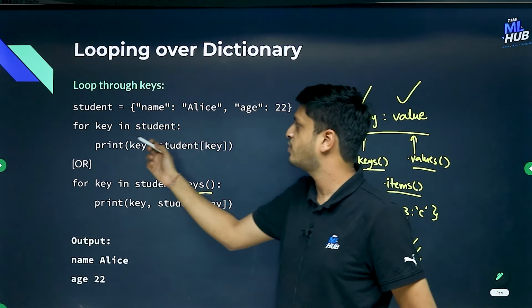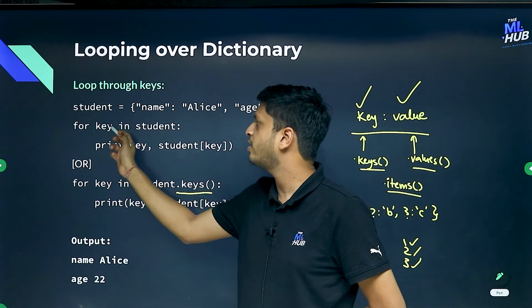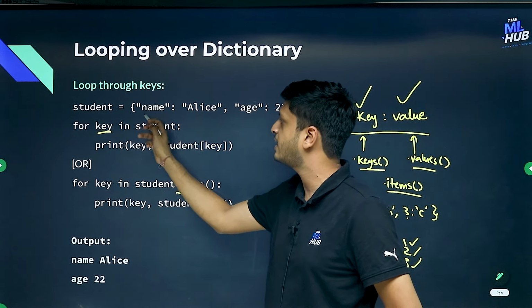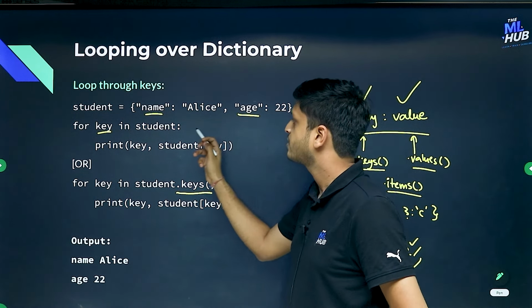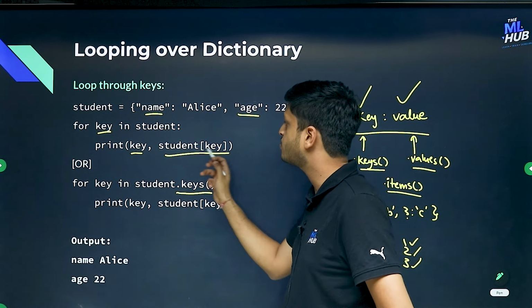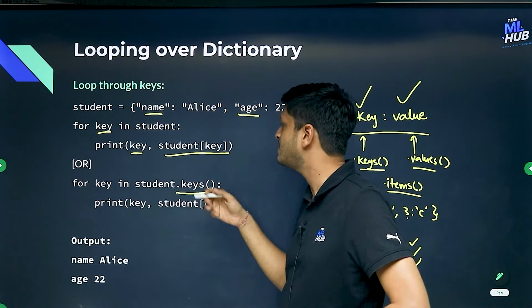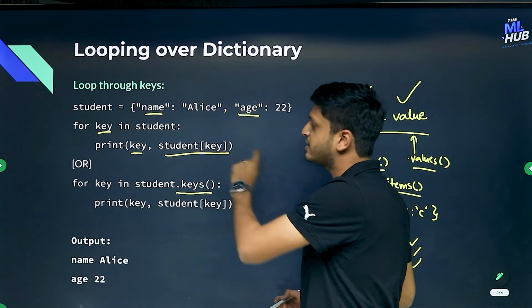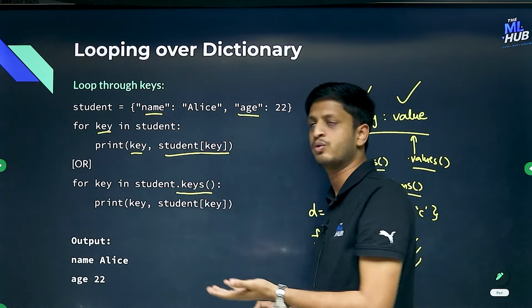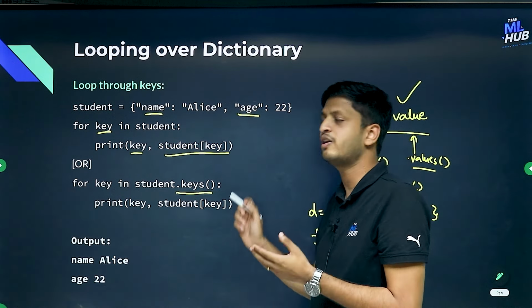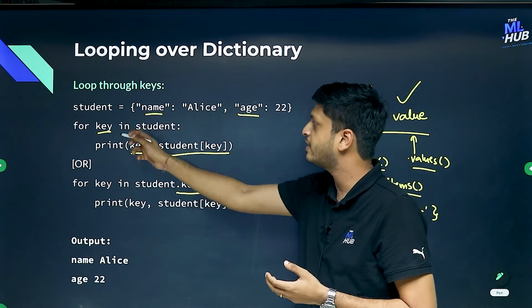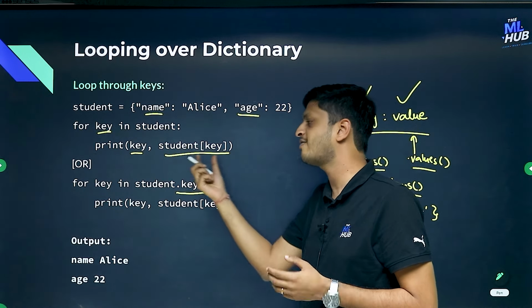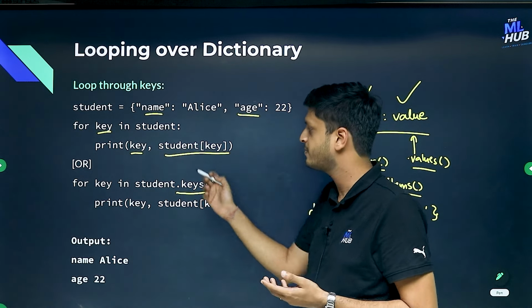Okay. So let's see what this piece of code does. If you write for key in student, the key variable will take all the keys, which means firstly it will take name, then age. So if you're printing key and student[key], here we are indexing the student dictionary using the key. So it will just give me the value. So the key will also be printed and value will also be printed. Although we are iterating only on keys, you can actually access the corresponding values as well, okay?